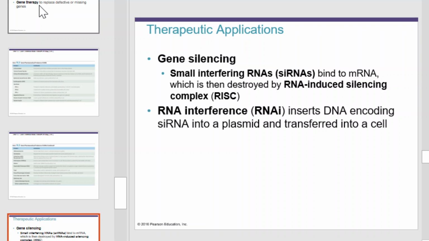Other therapeutic applications of biotechnology and recombinant DNA include gene silencing. In gene silencing, small interfering RNAs, or siRNAs, bind to mRNA, which is then destroyed by the RNA-induced silencing complex. RNA interference, or RNAi, inserts DNA encoding siRNA into a plasmid and transfers that into a cell.